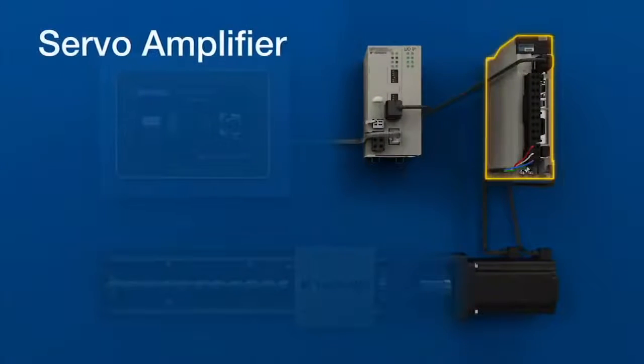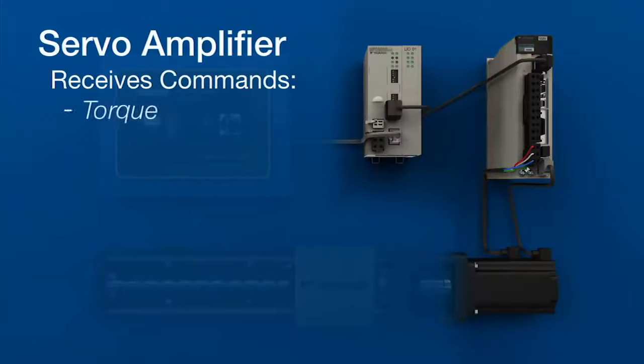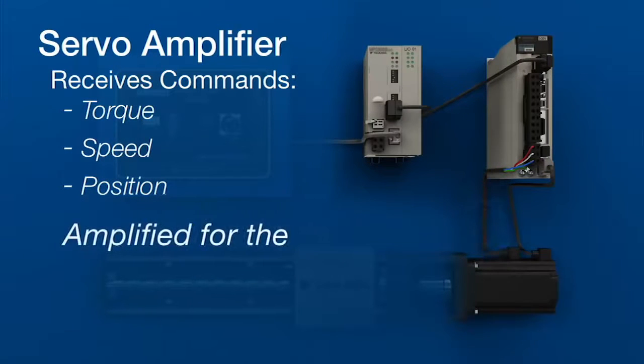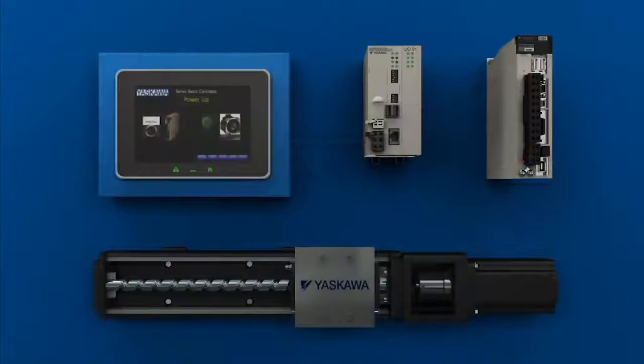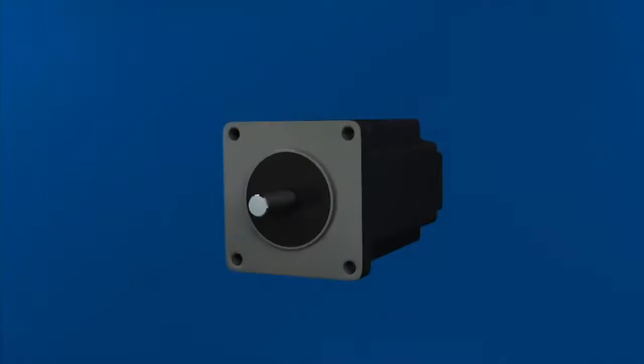The servo amplifier takes in low voltage commands for torque, speed, or position, then amplifies them into a high-powered format that the servo motor can use. A servo motor is much more powerful than other motors of the same size. Powerful magnets make servo motors exceptionally quick and accurate.